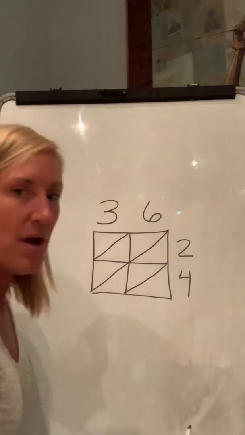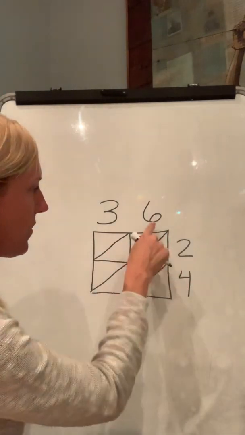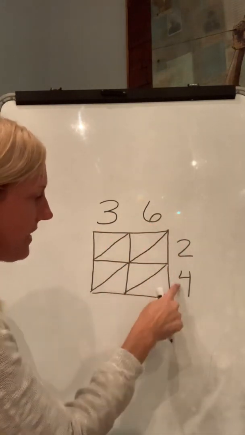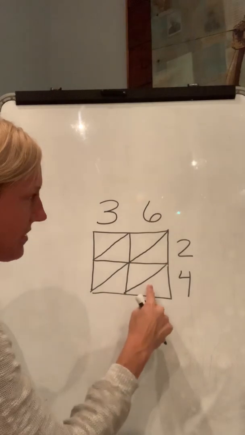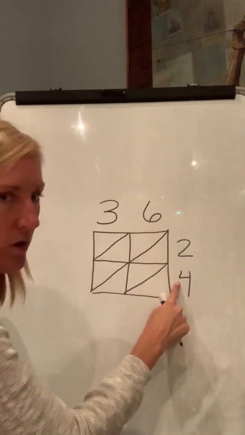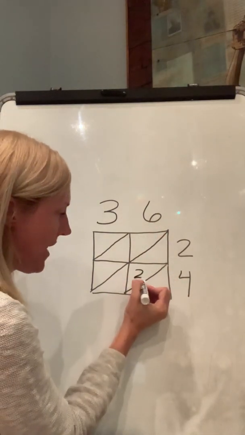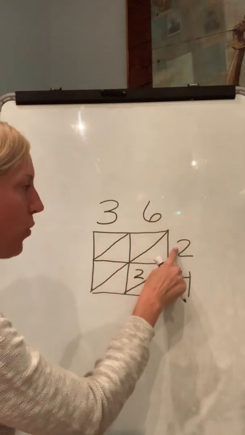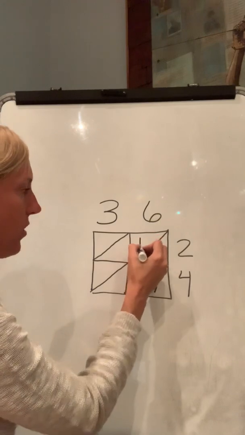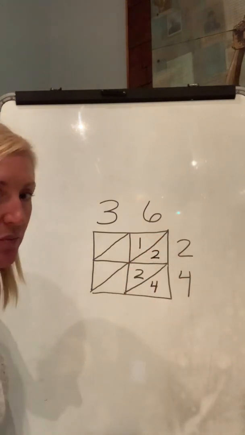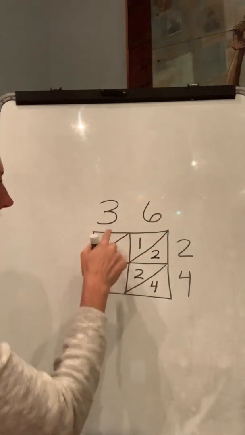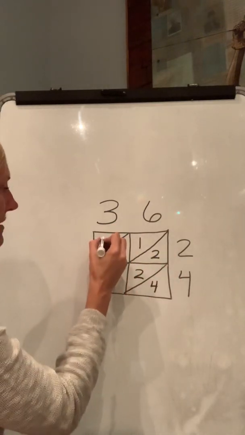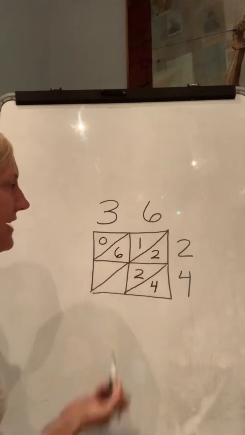Okay. So now we're going to multiply our numbers. We're going to start with 6. You can start anywhere you want, but I usually start with 6 and 4. So that's going to be this box down here. 6 times 4 is 24. Well, I have 2 digits, so I'm going to put a 2 in this triangle and a 4 in this one. 6 times 2 is 12. Again, 2 digits, a 1 and a 2. Okay, I'll come over to this box. Well, 3 times 2 is only 6. So I don't have any 10s, so I'll put a 0 and a 6.